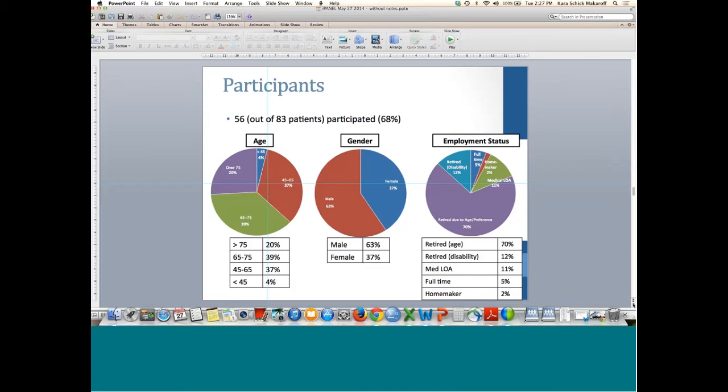And when you look at their demographics, those who were 65 years and older made up 59% of the respondents. And they ranged in age from 36 all the way up to 91 years old. And there were more men than women, which is quite typical in this population. And 82% were retired due to age and disability. So you can clearly see that this is an older adult population that was a part of this study.